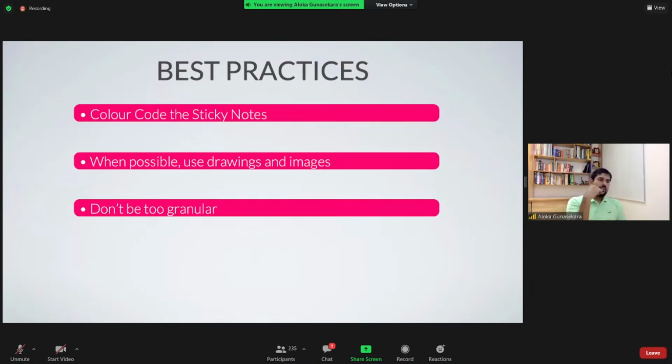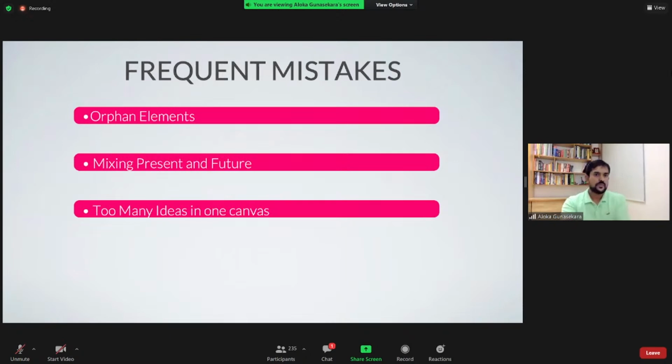Like, who's your customer? What are you providing? And how do you provide it? Keep it like that. Don't go to the feature level. Don't try to write user stories with a business model canvas. Now, frequent mistakes. Sometimes you have some customer segments where you haven't identified a value proposition. Don't do that. If you have a customer segment that you've identified, always have a value proposition, one or more.